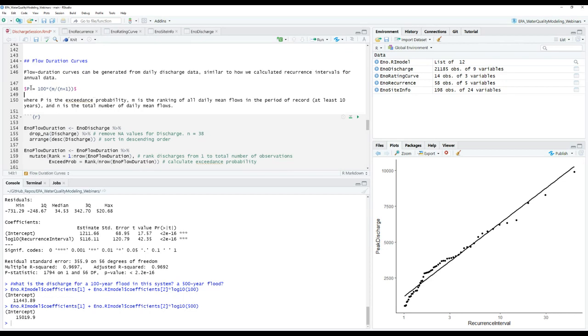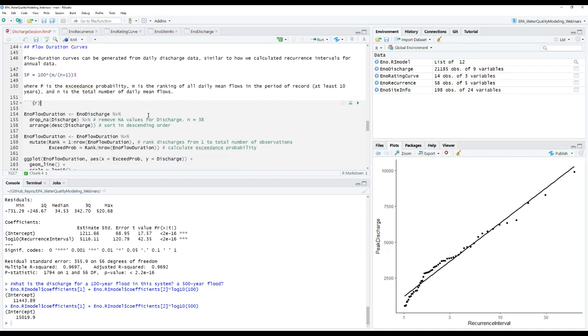So we've got the exceedance probability, and then that'll be 100 times the ranking of all of the daily mean flows with at least 10 years of a period of record. And then again, this is the total number of daily mean flows plus 1. So again, we're looking at a magnitude or greater with that plus 1.